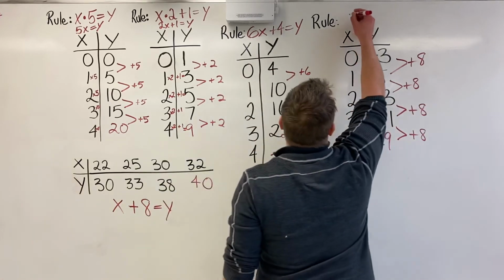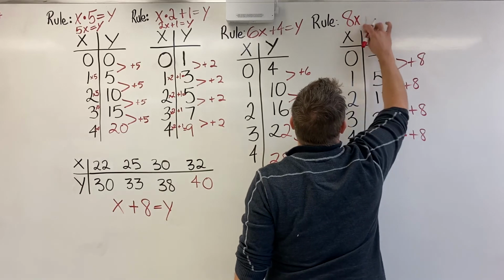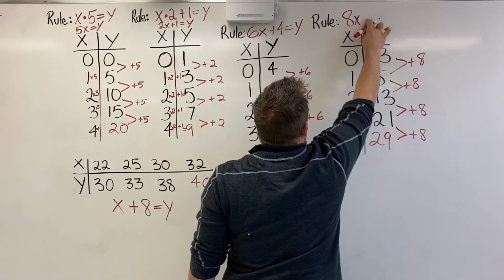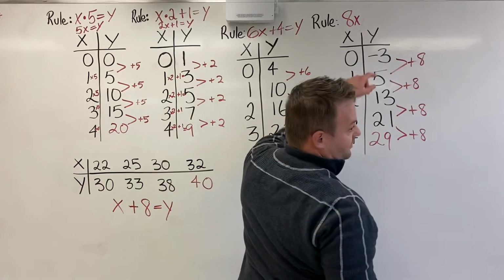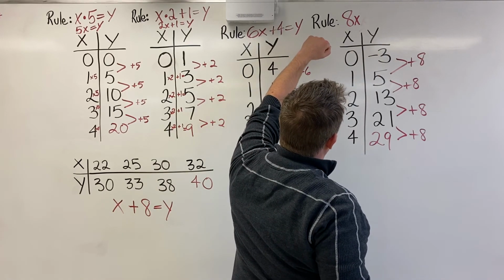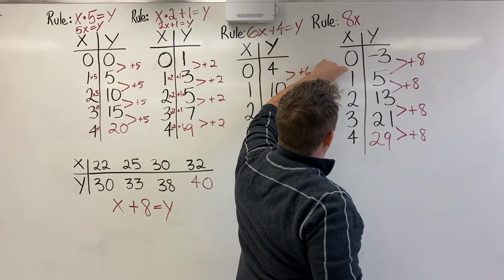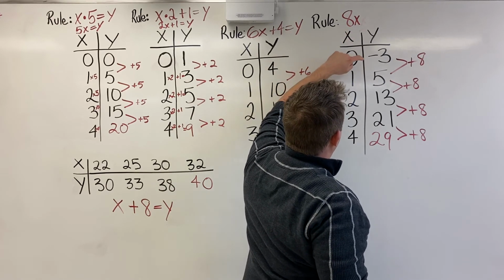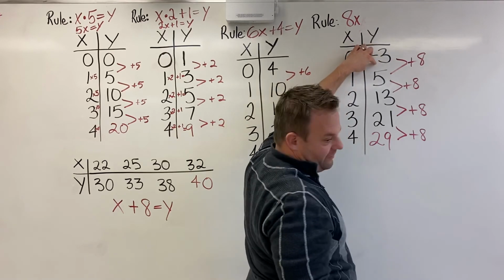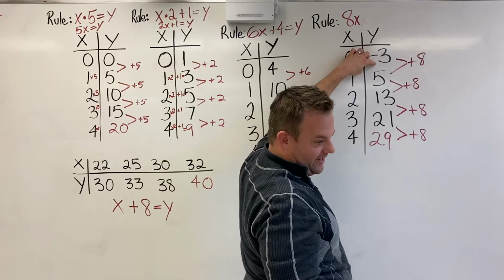So we're going to do 8 times x, and not plus. We're going to then subtract, okay? But what are we going to subtract? We're going to subtract, let's see. 8 times 0 is 0, and then 0 minus what is -3? 0 minus what? Minus 3, right?